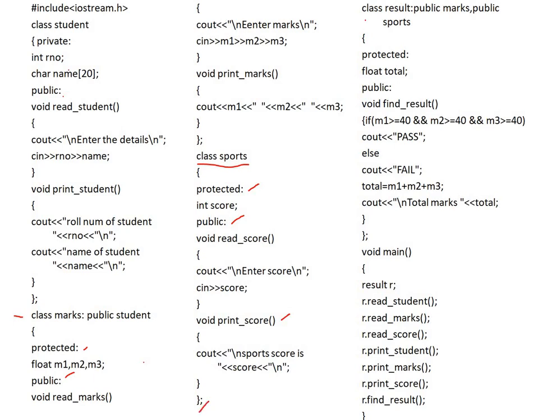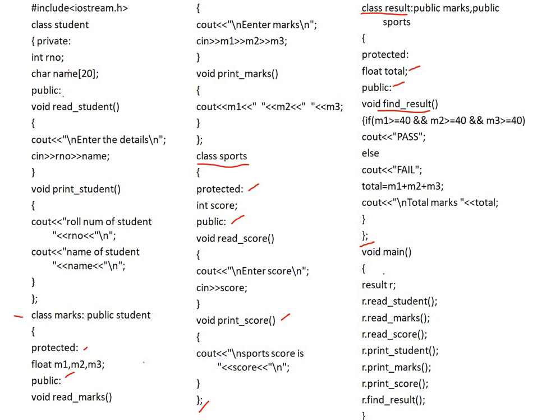Next, let us go to the bottommost derived class, that is class result, then followed by colon operator, then followed by public marks and public sports. So class result inherits properties of the marks and properties of the sports. So under this we have written totally two sections, protected and public. Under the protected section we have declared one data member total. Under the public section we have defined only one member function, that is find result member function. Next we have closed the declaration or definition of the class. Next we have written main function.